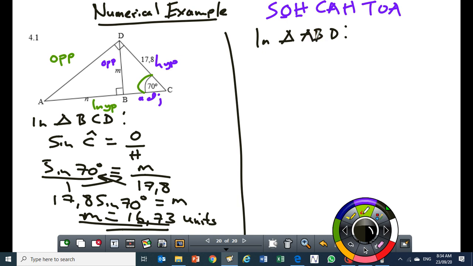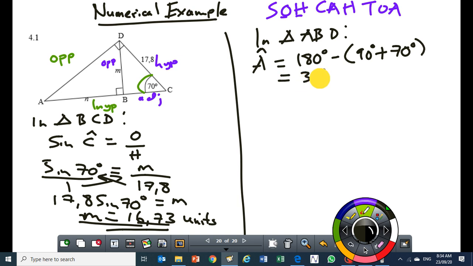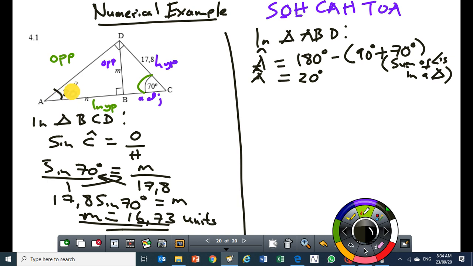But in triangle ABD, I need to find the size of angle A. So what I'm going to say is angle A is equal to 180 minus 90 degrees plus 70 degrees. And that will give me 20 degrees. Because 70 plus 90, that's 160, so you get 20 degrees. Please, you must write the reason here: sum of angles in a triangle. Right? So this angle is 20.